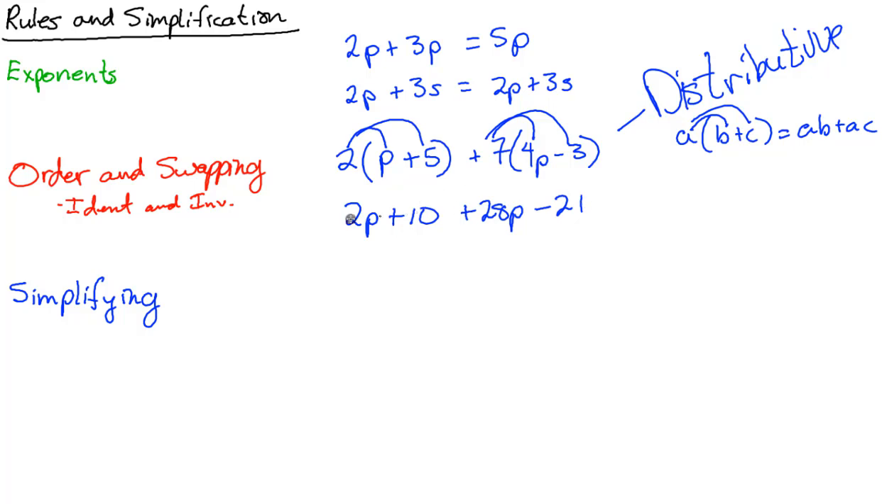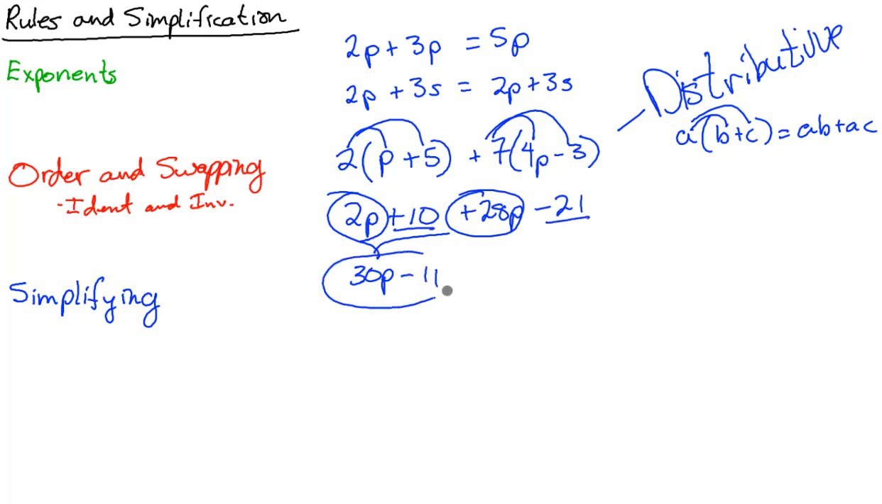So now look what happened. Without the parentheses, we are free to combine like terms. Technically, you would commute the 10 and the 28p. You'd switch them places, but you won't have to write out all of that stuff. You'll just have to say, oh, there's actually 30p, and then the numbers are, oh, look, minus 11. And we've made it just as simple as possible.